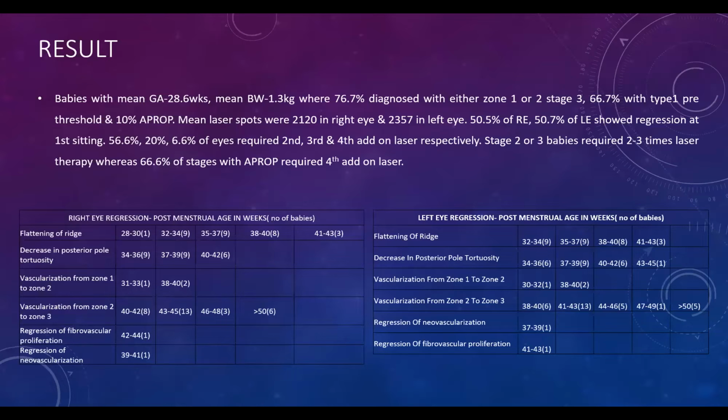Stage 2 or 3 babies required 2 to 3 sessions of laser therapy, where 66% of stages with ROP required 4 lasers. Again, right eye regression, left eye regression, how many weeks it regressed in period, like flattening of region, vascularization, posterior pole tortuosity.